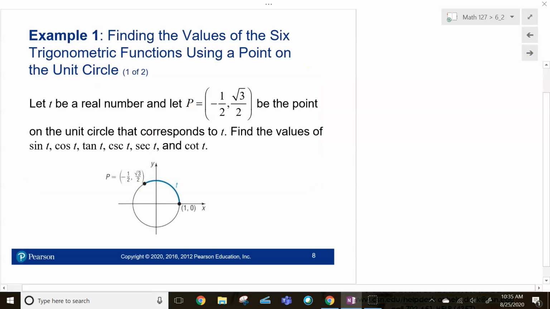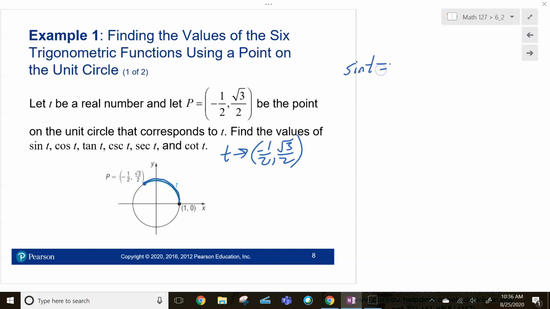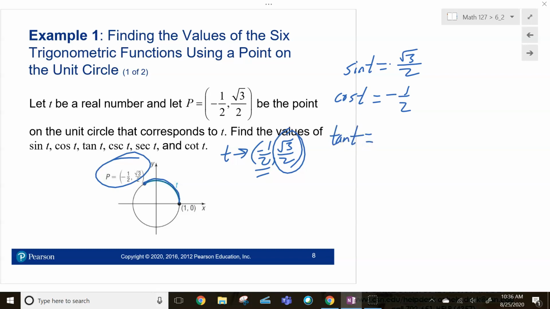Okay, let's do an example. So we've wrapped, if you will, the real number line around. So t is a distance around, and whatever that is, it's projected onto this point, -1/2, root 3 over 2. And then it's real easy from here. We just find the values of the sine of t. The sine of t is just the y value. I'm looking at the point that it projected onto. There's the y value, root 3 over 2. The cosine is just the x value, so -1/2. There's my x value.